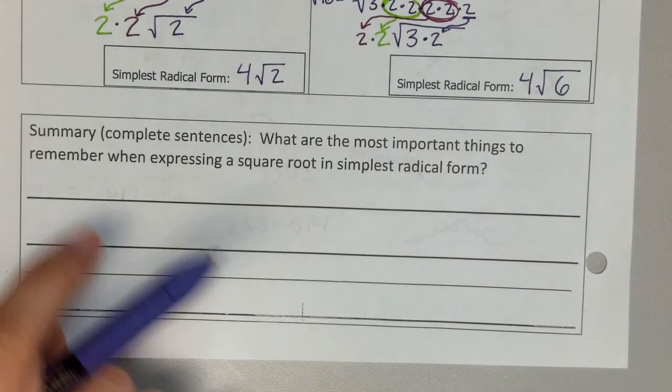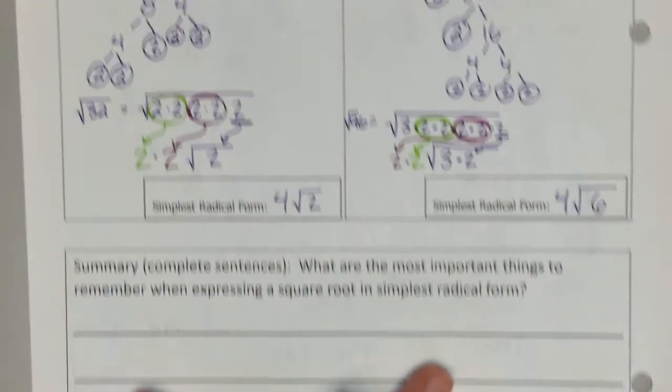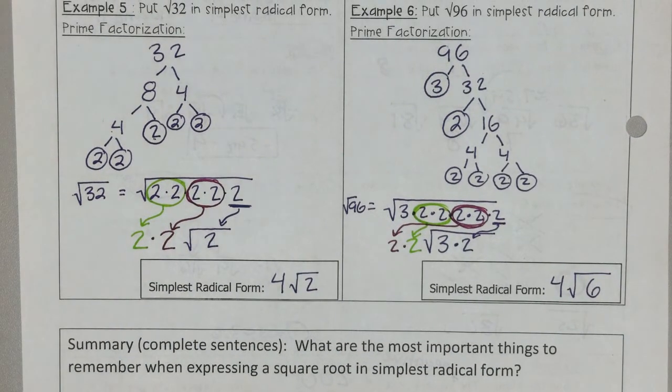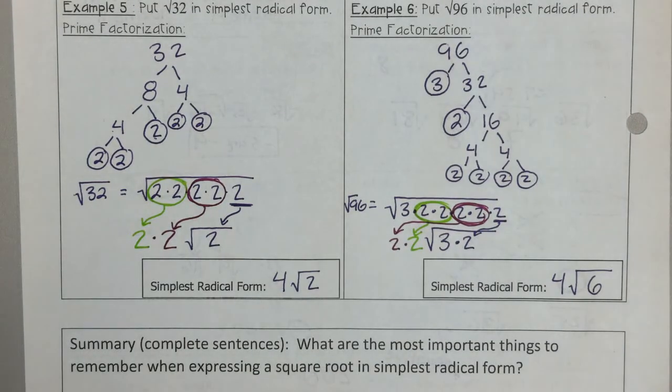Alright, you guys down below, write a summary in complete sentences. What are the most important things to remember when expressing a square root in simplest radical form? If I were you, I would make sure that I include the part about multiplying the numbers together at the end and the part about buddying things up and pulling out one of the buddies on the outside.